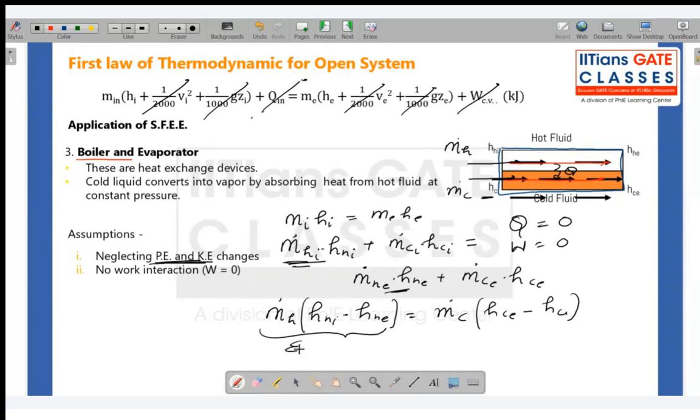Now what is this? This is basically energy. This hot fluid is losing some energy, and that energy is going to the cold fluid, so it is the heat. Let me write in short. So this is basically heat rejected by hot fluid, and this is Q absorbed by cold fluid. I hope it is clear this time. When you do more questions, it will be clear.